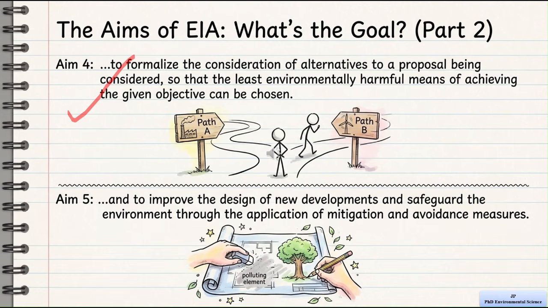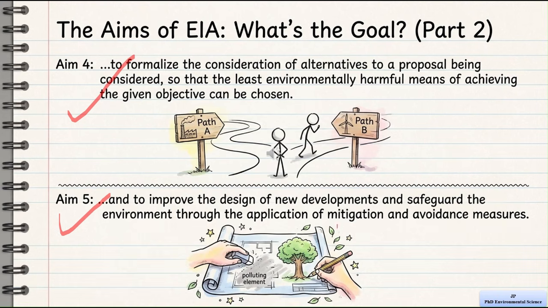Fifth, improve design and protect the environment. EIA helps to improve project design and protect the environment using mitigation and avoidance. EIA helps us make the project better and reduce environmental harm. So mitigation means reducing the damage.